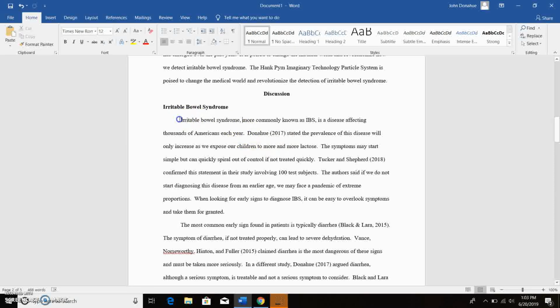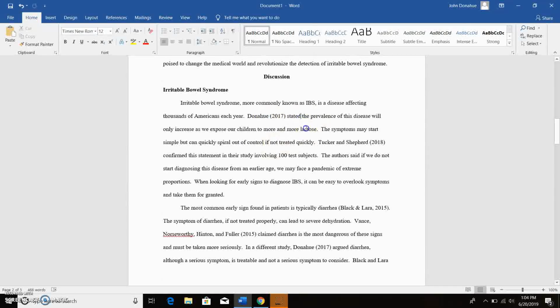And I started this section with a thought that I came up with. Irritable bowel syndrome, more commonly known as IBS, is a disease affecting thousands of Americans each year. I don't have to cite that because that's a thought that I came up with. And then right after, I go into my first citation where I'm quoting from an article or a website right here. So I had my citation sentence, then I put another thought of my own. The symptoms may start simple, but can quickly spiral out of control if not treated quickly.